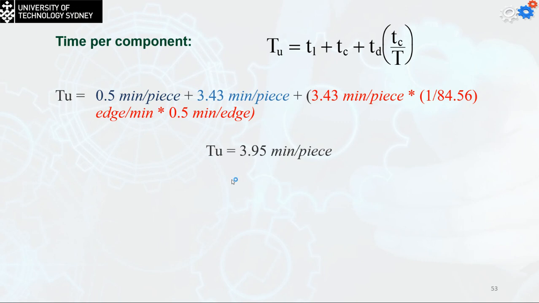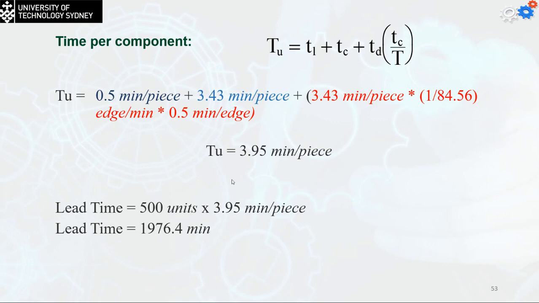Now we would like to know what will be the total time. We have 500 units, and each unit is going to take 3.95 minutes, and thus we are going to have that the total time required to make the whole batch is going to be equal to 1976.4 minutes. Now we're going to repeat the same process by using the maximum velocity.